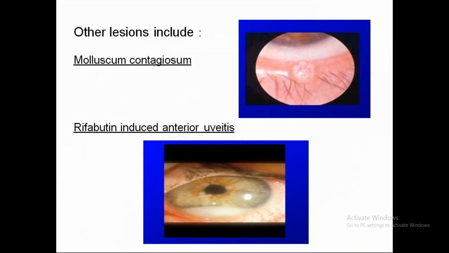This is another picture of molluscum contagiosum. This is rifabutin induced anterior uveitis. You can see here there is a hypopyon. So rifabutin, I told you, anterior uveitis can be because of rifabutin.